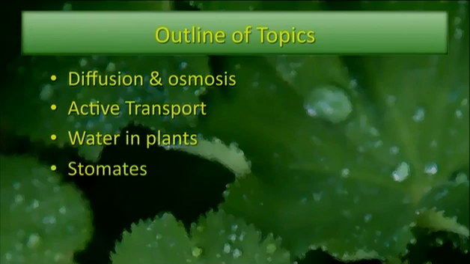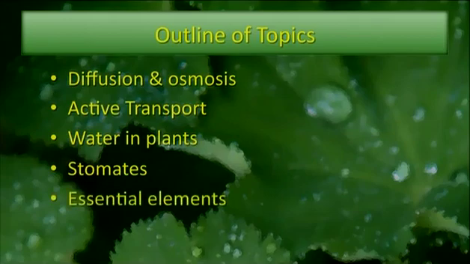stomates, remember those stomatopores through which carbon dioxide usually moves into the plant and oxygen gas moves out of the plant through the leaves, the stomates of the leaves or the stems. And then we're going to talk about some essential elements.